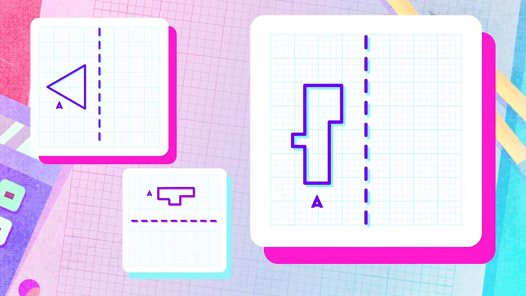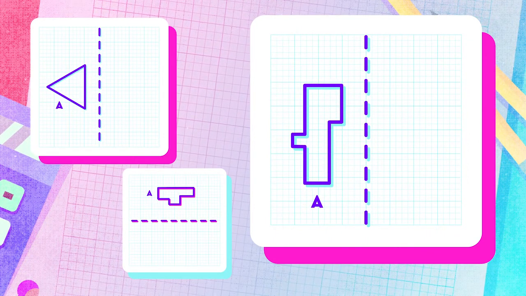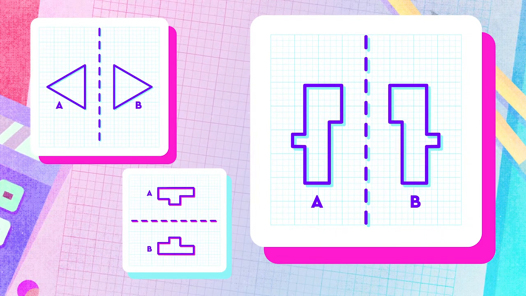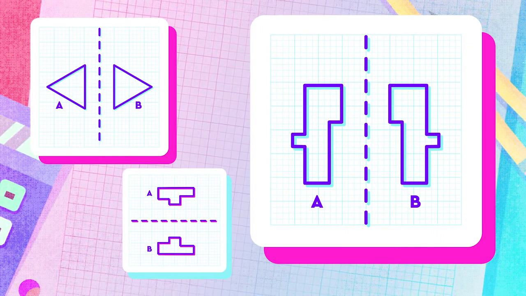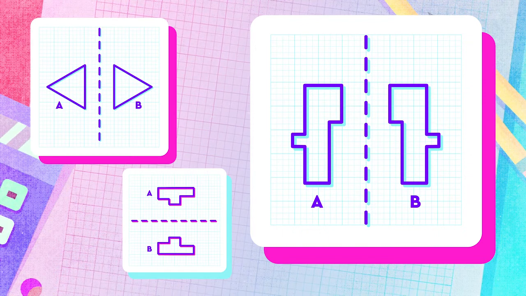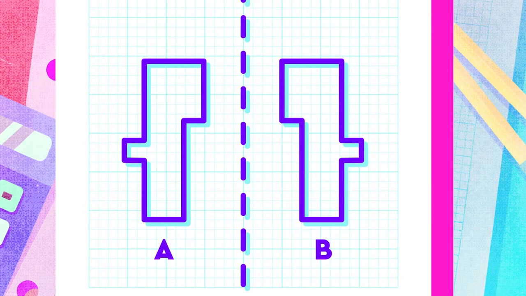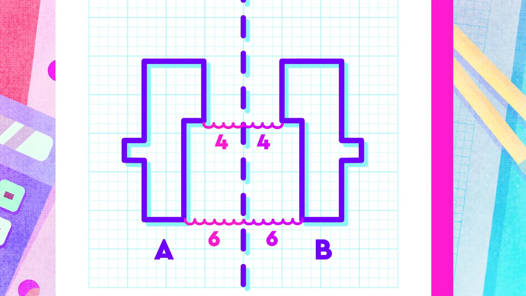Sometimes the mirror line is given to us on our grid, and we simply use this line to draw the reflections, as in our illustrated examples. The original shapes are labeled A and the reflected shape labeled B. The mirror lines are the dotted lines, and notice that if we count the blocks from the mirror line to any point on the original shapes, it's the same number of blocks on the opposite side of the mirror line to the corresponding image.